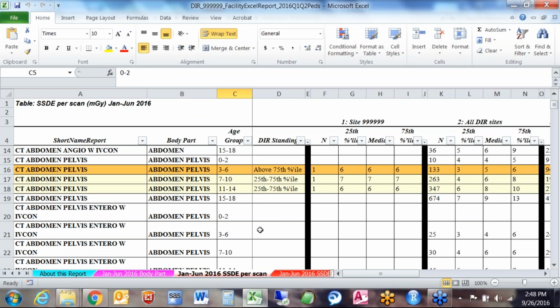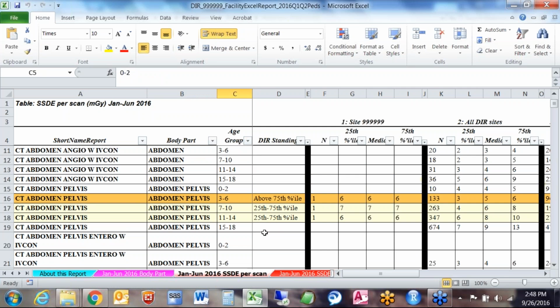Because as you know, an infant of 2 months will get a very different dose in this than a teenager of 16 years. Also, your facility might be doing a very good job in one of the age groups and might not be doing a good job in another age group. That is also possible. So if for one protocol one age group is highlighted in yellow and another age group is not, then probably you are not doing size adjustment very effectively, and that is something to look into.